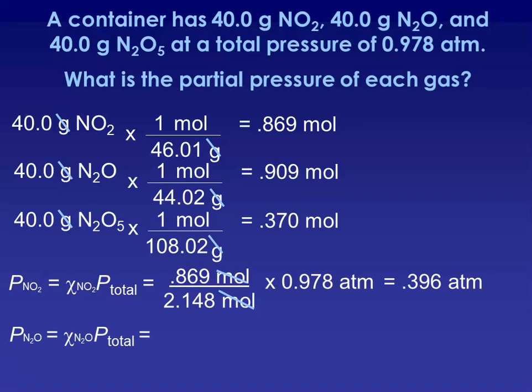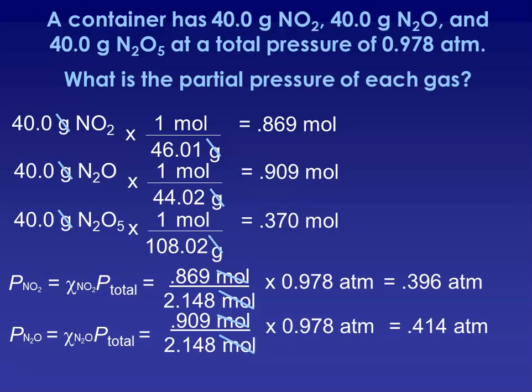for N2O. N2O would be a little bit more than that because it has a slightly greater number of moles, 0.909 moles. And I get, when I do my math through, 0.414 atmospheres.